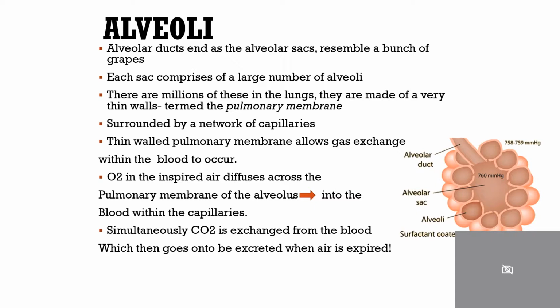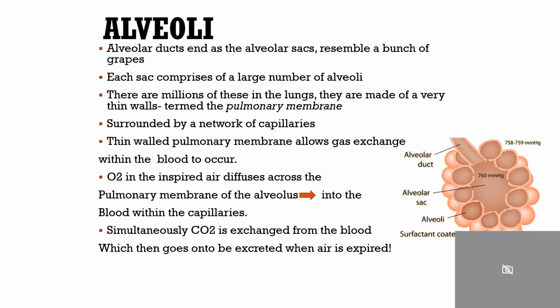Alveoli. The alveolar ducts end as the alveolar sacs. They resemble a bunch of grapes. Each sac comprises a large number of alveoli. These are millions in number within the lungs, and they are made of a very thin wall, which we term the pulmonary membrane.